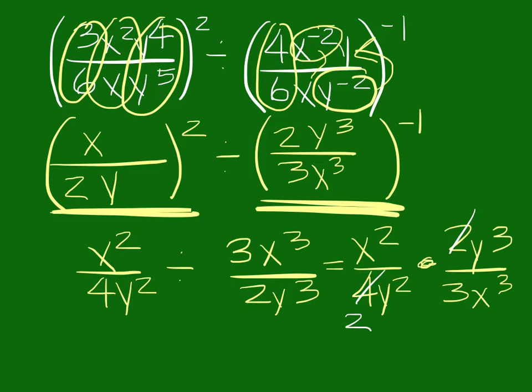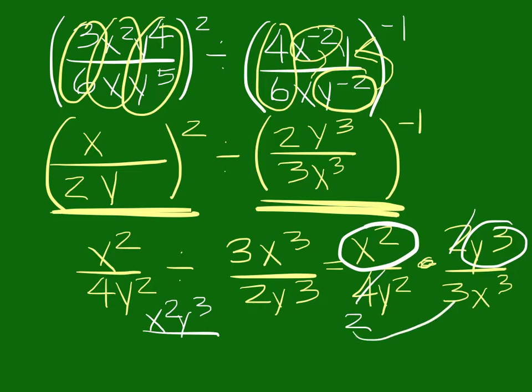So when you go straight across, you'll have this and this, x to the second, y to the third, and then on the bottom, 6x to the third and y to the second. Now simplify. You'll be left with a 6 on the bottom, but the x's, you just have an x on the bottom and then a y on the top.